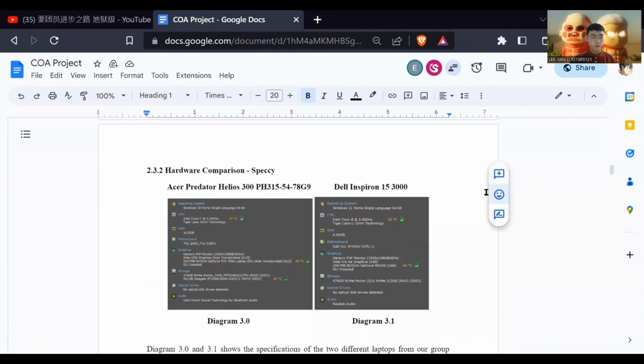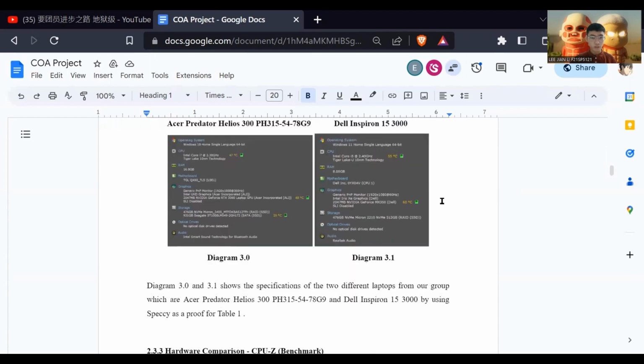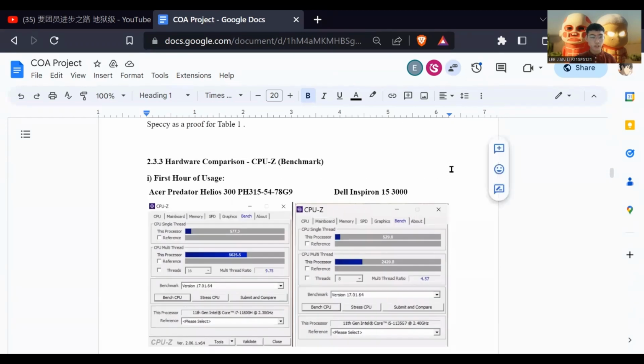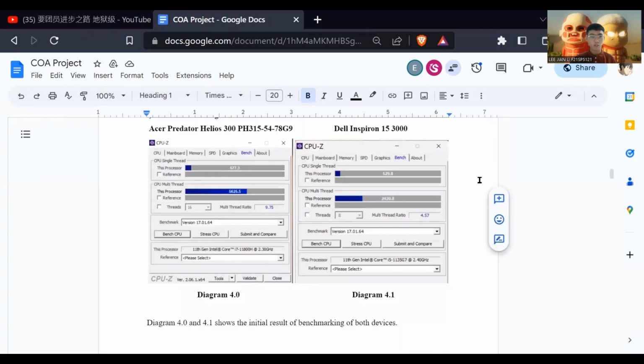First, we use the BESI app to identify the specifications of the laptops. This is the specification. Then we use CPU-Z to benchmark the laptops. So this is the first hour of usage between these two laptops.